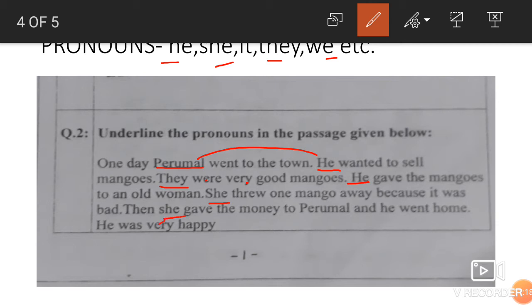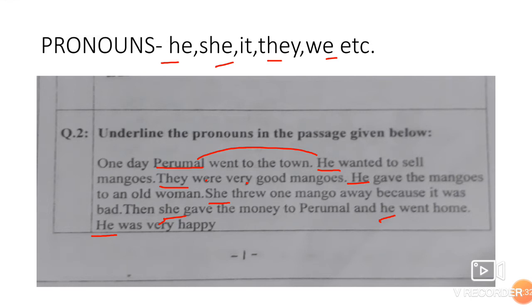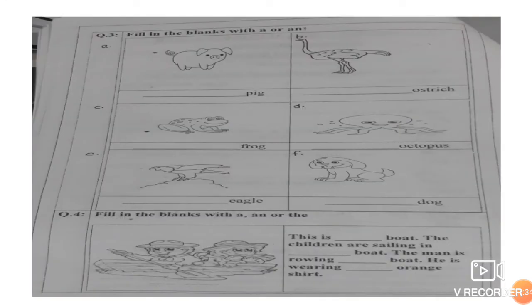Then again she gave the money to Perumal, and he means who? Perumal went home and he was very happy. See, there is no name, only pronoun. He, she, it, they. Please remember, children. They are called pronouns. It is so easy now.